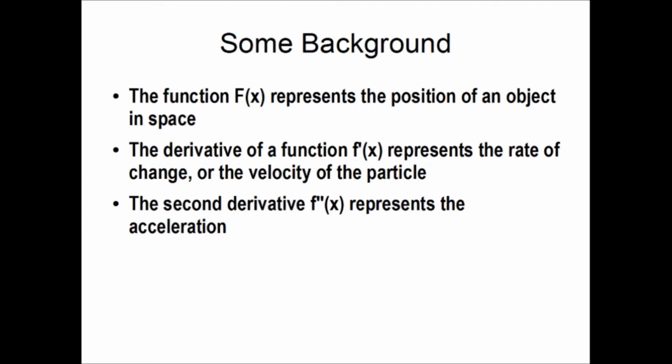For practical purposes, let's consider the function f of x to represent the position of a particle in space. The derivative of that function, denoted as f prime of x, represents the rate of change of the position, or in simpler terms, the velocity. You can also take the derivative of the derivative, or the second derivative, denoted as f double prime of x. This represents the rate of change of the velocity function, or the acceleration.